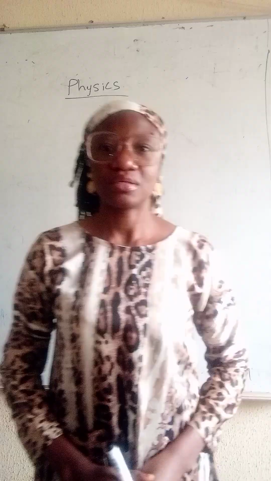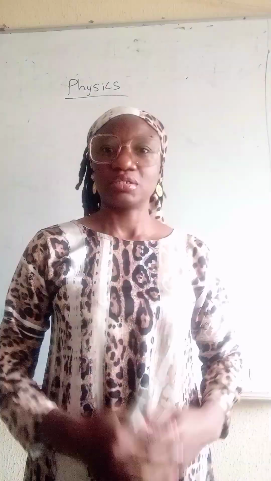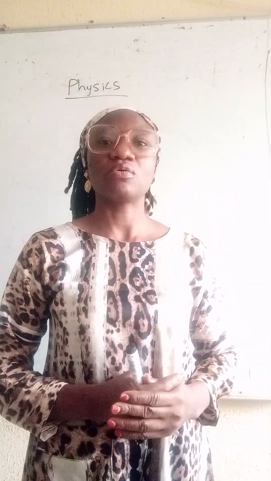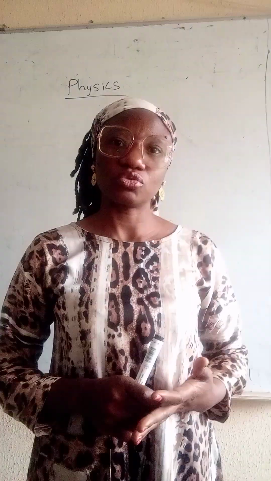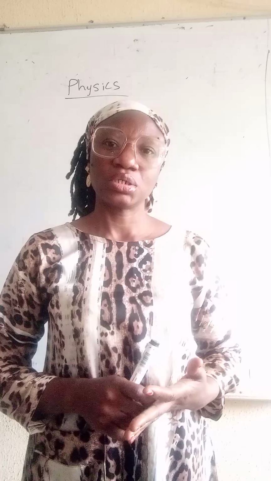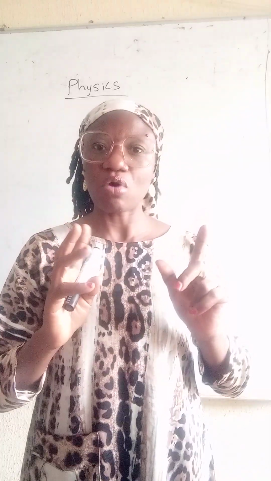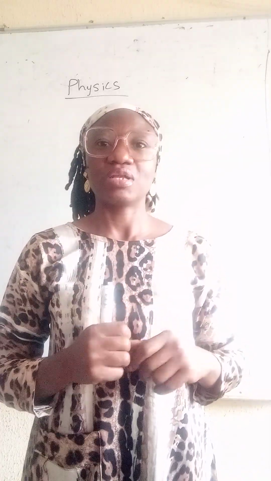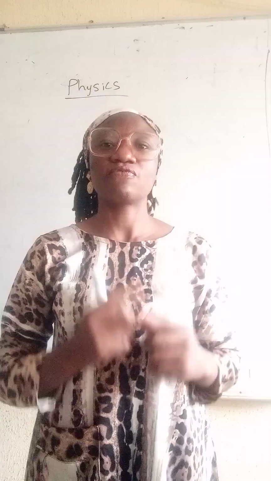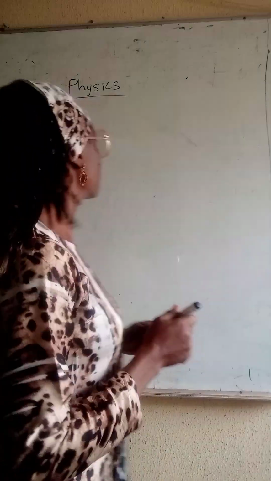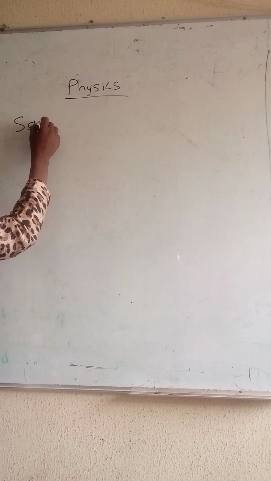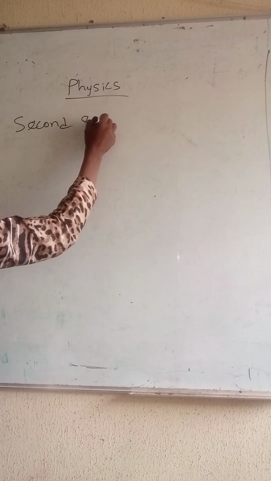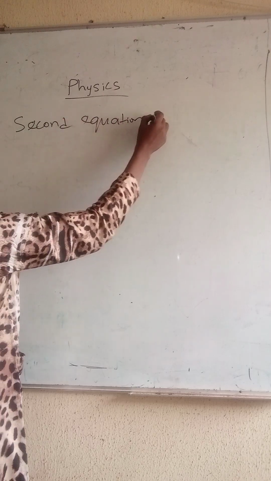Hello, we're going to be deriving the second equation of motion, okay? The second equation of motion is derived from the two formulas for average velocity. So let me start with the first formula for average velocity.